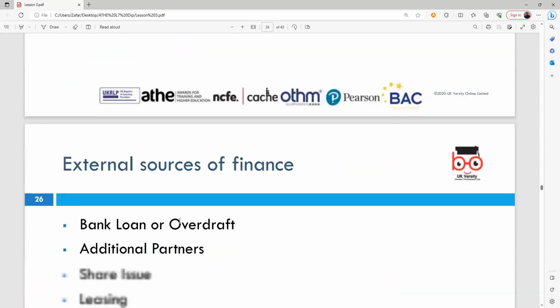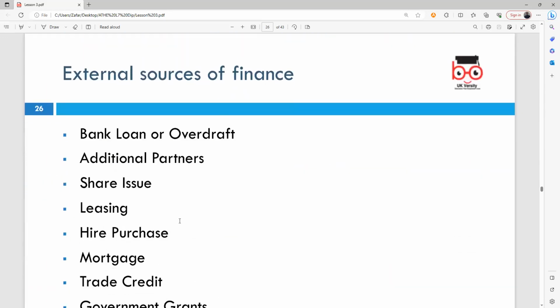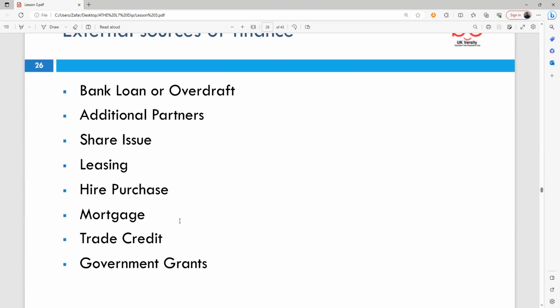Or you can go outside. You can get a bank loan, or you can issue what you call share issues. You can lease money. You can ask the government banks to give you a loan or credit, or what you call an overdraft, or ask your creditors to give you longer time to pay them. So these are the external sources of finance.